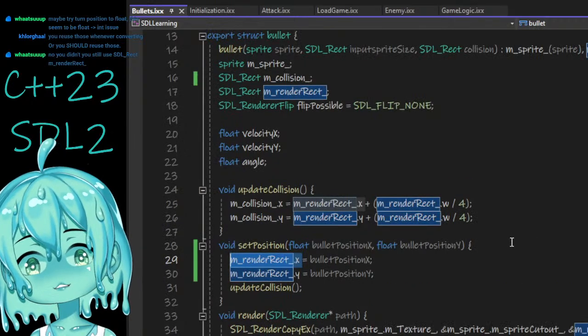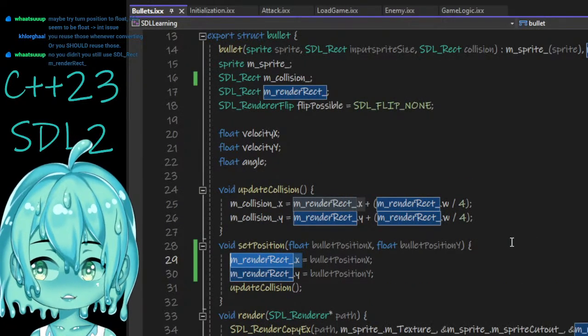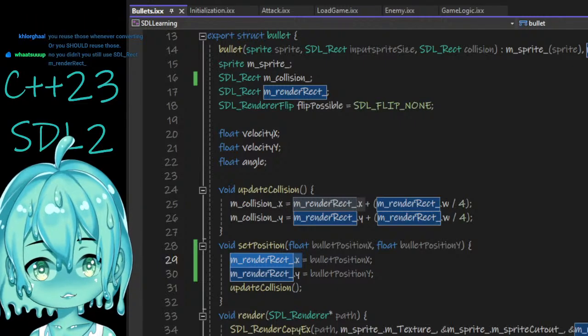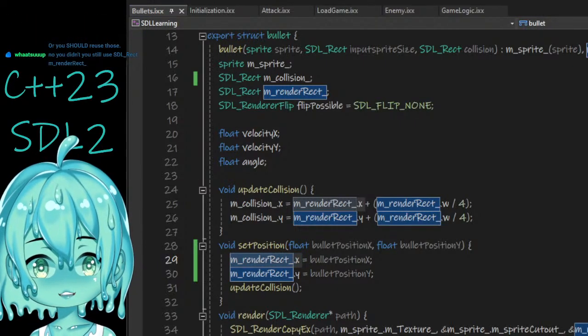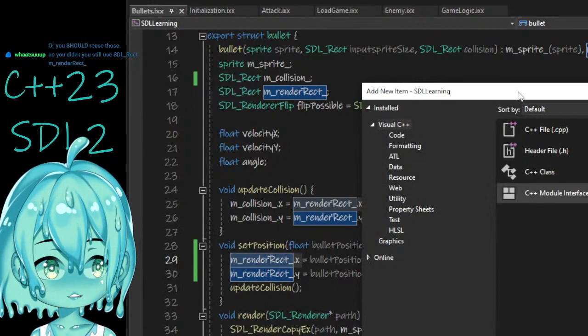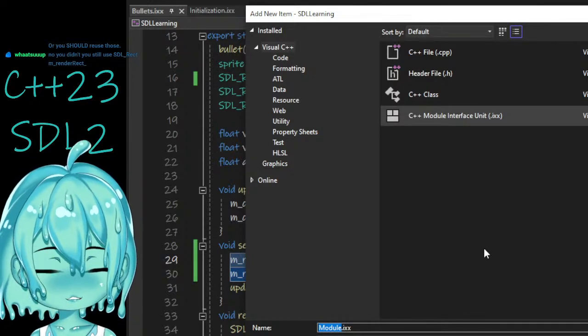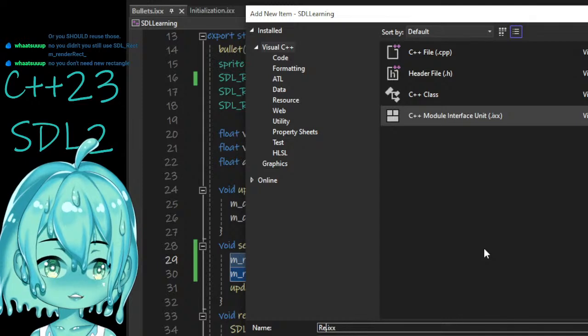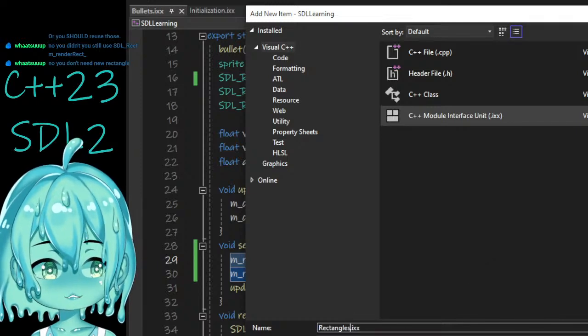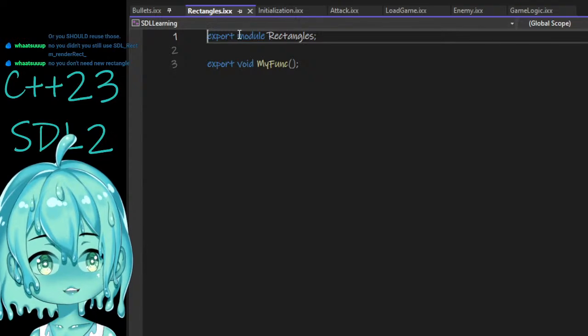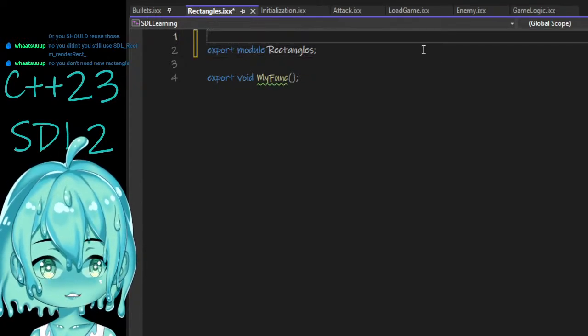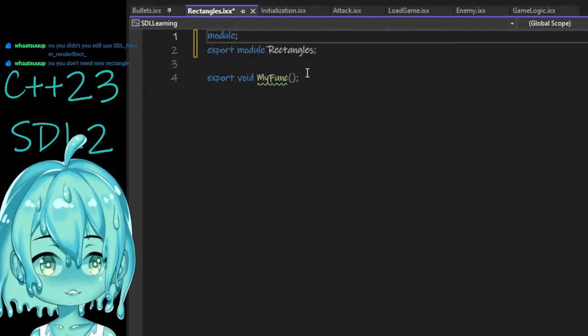All right. So I think what we're figuring out is we need to make a new rectangle, which means we need a new module. We're going to call this rectangles. That's going to be our whole module. It's going to be a module primary interface.